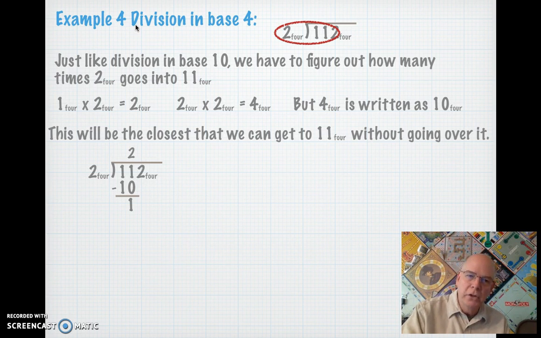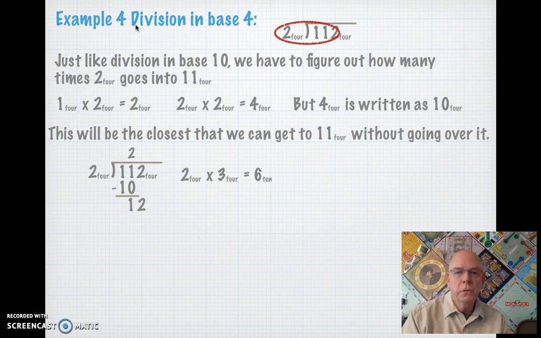Remember, the next step in long division is to bring down the next digit. So we bring down that 2, and we start all over again. We have to figure out how many times we can take 2 into 12 in base 4. We know it's bigger than the 2 that we used before, so let's try 3. If we go 2 times 3, that's 6 in base 10. Let's convert that to base 4. 6 in base 10 is 1 four and 2 ones, so 6 in base 10 is 12 in base 4.